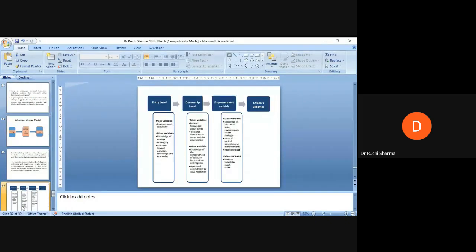Coming from the initial level, where in the earlier slide it was about knowledge, here you can see this has been combined into entry level, ownership level, empowerment variable, and changing the citizenship behavior, or you can say the environmental behavior of a person, bringing the change in the behavior.